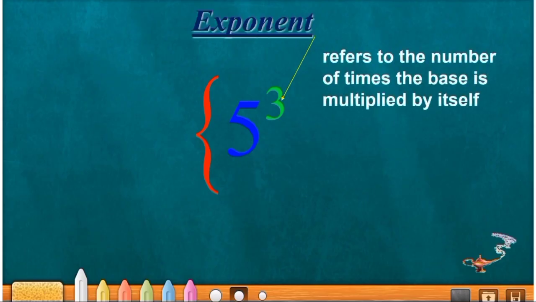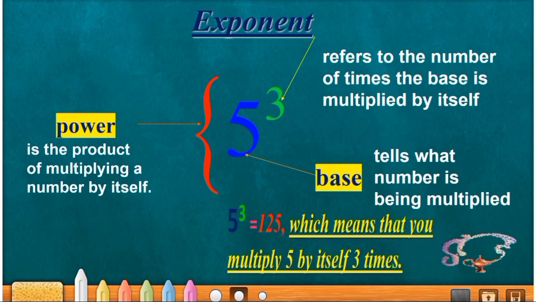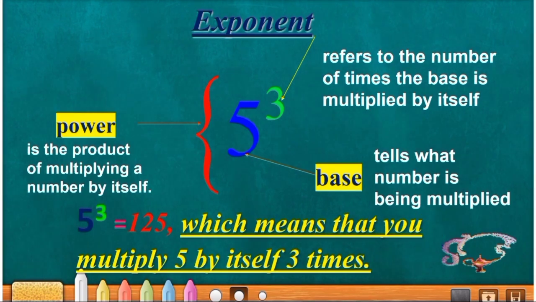Okay, 5 raised to 3. 3 here is the exponent and 5 is the base. Again, exponent refers to the number of times the base is multiplied by itself. The base tells what number is being multiplied. Power is the product of multiplying a number by itself. So here, 5 raised to 3 is equal to 125, which means that you multiply 5 by itself 3 times.